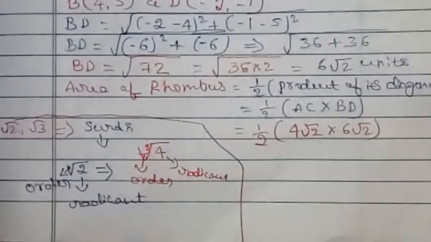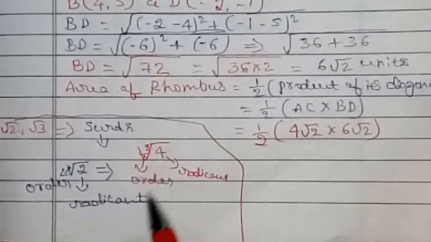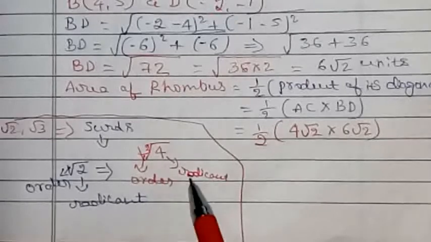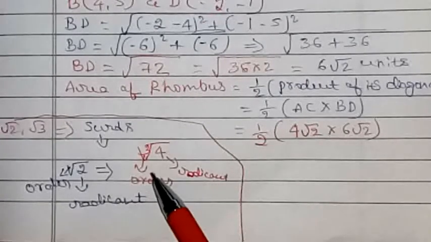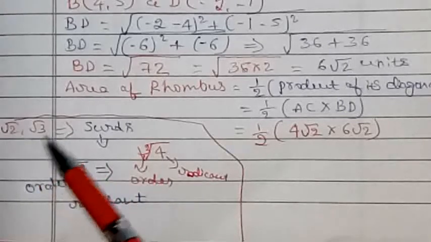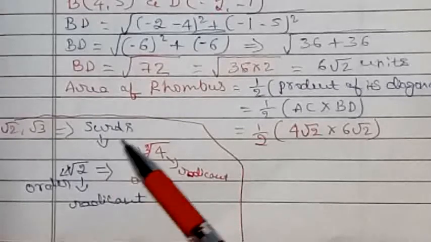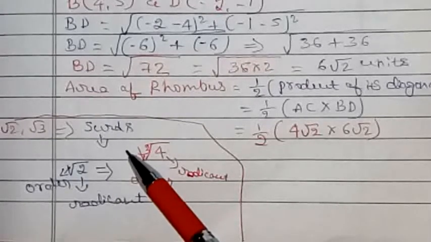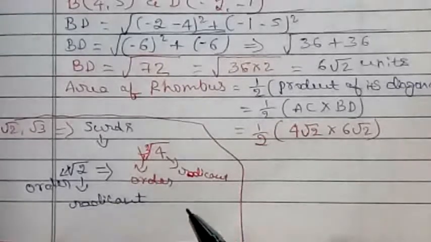Okay. So I think you got it, children. Right? So this is an order and this is a radicand. Now I'll not say about the addition and subtraction. If you want to add or subtract this type of numbers, another condition is there. Order and radicand should be the same, then only we can add the coefficients. That is another condition that we will learn later.